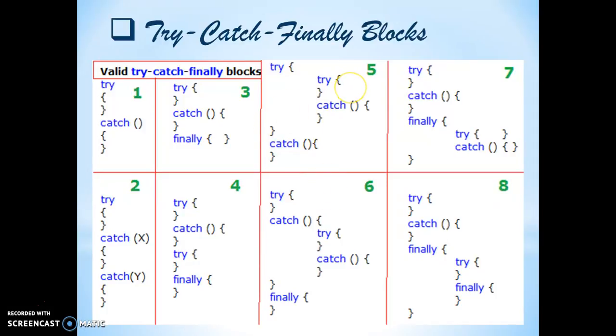Sixth is a nested try-catch block in the catch block, and in the finally block. And last is try, catch, finally, and a try and finally block.